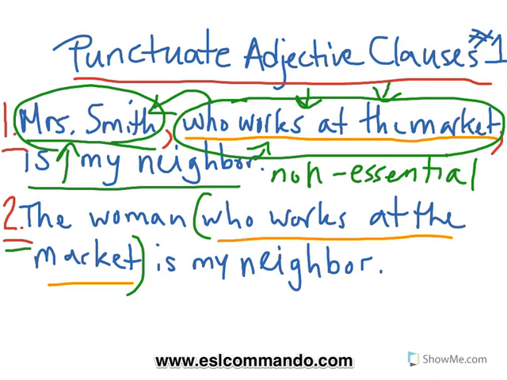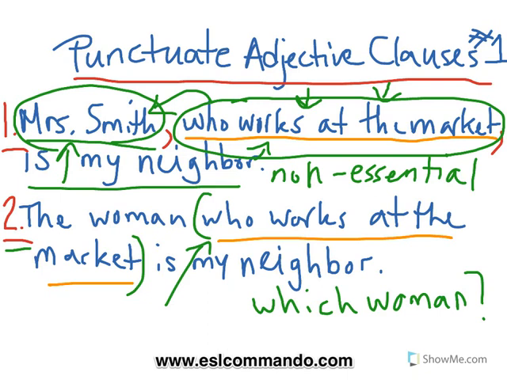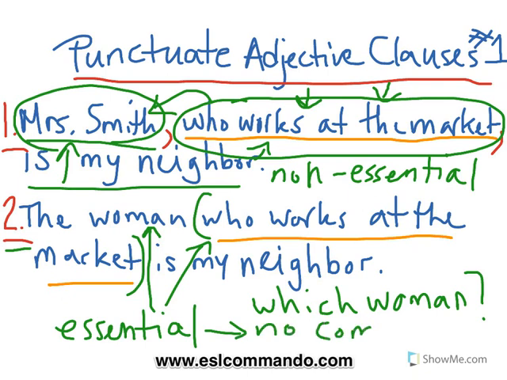And the person who hears that would say, which woman? Well, that means this adjective clause is essential. It must be there. It is essential to understand which woman. So, if it is essential, we use no commas. If it is non-essential, like this one, we do use commas.